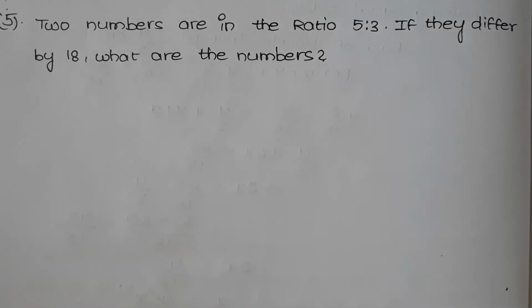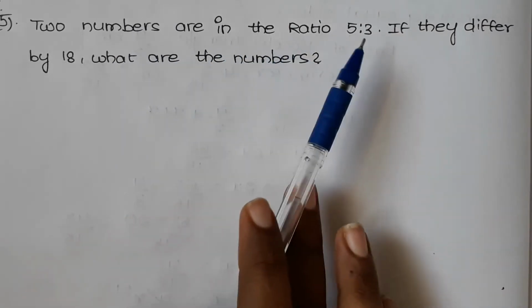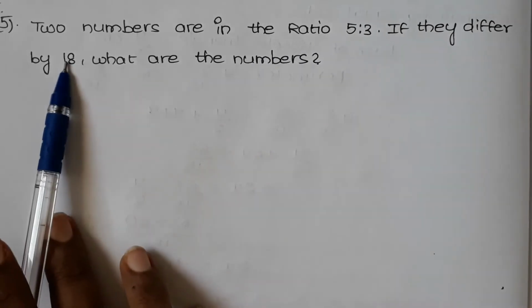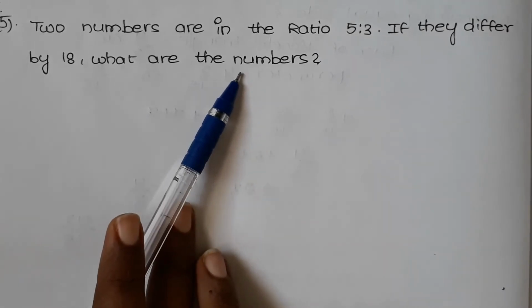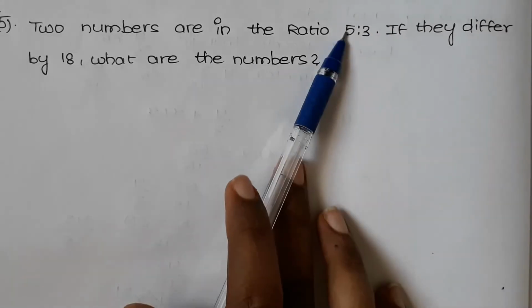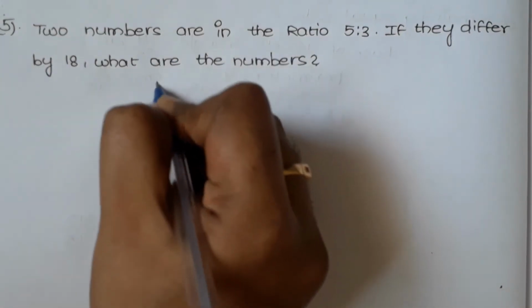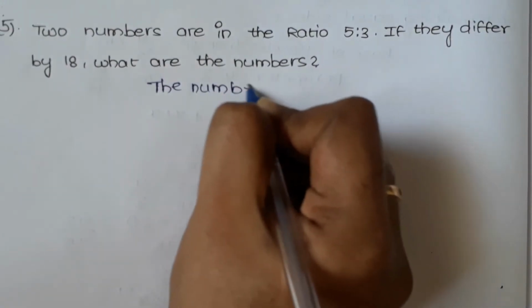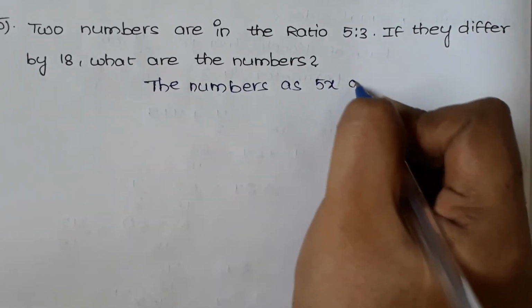Now let us see the fifth question: two numbers are in the ratio 5:3, and if they differ by 18, then what are the numbers? Now it has two numbers and those two numbers are in the ratio 5:3. Now let us assume the numbers as 5x and 3x.